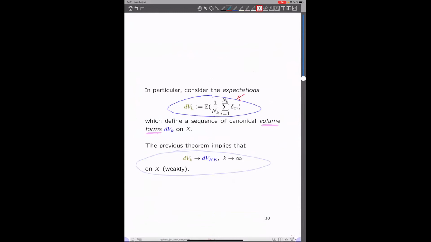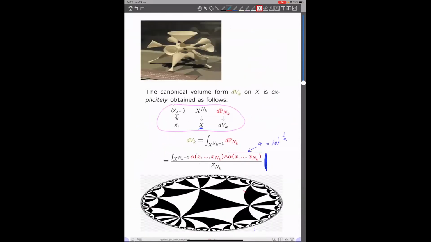or the metric. So what I do is that I have this random discrete measure on X, and I can take the expectation of that measure. So that's the sort of average discrete measure I would get by sampling points over and over again at level k. So for a large n, that thing will actually be a canonical volume form on X. And the previous theorem implies that that canonical volume form converges towards the Kähler-Einstein volume form. Okay, and you can think about this in a way where there is no probability at all.